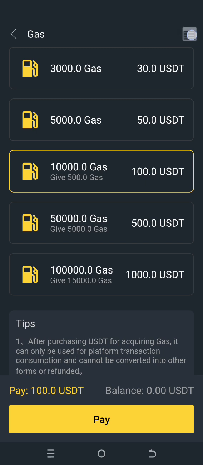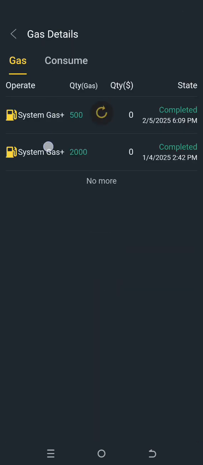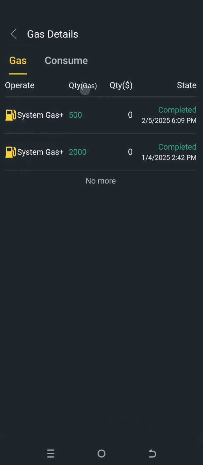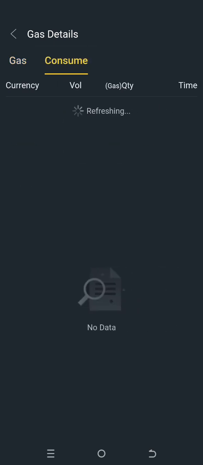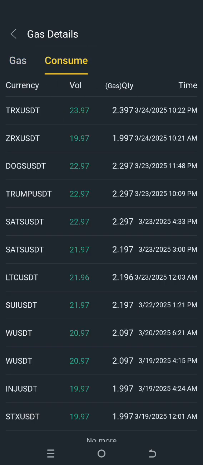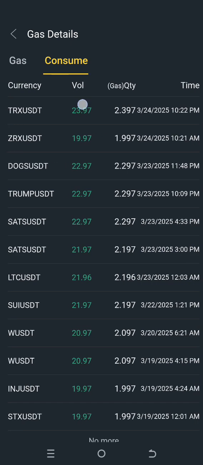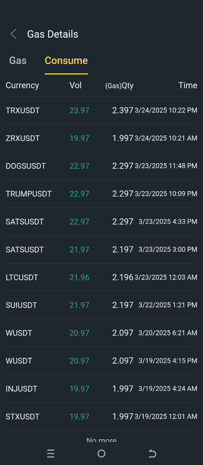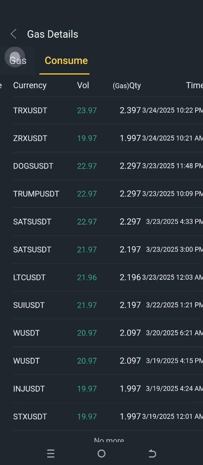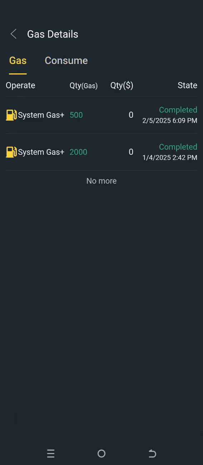Now we have this icon here. This icon is where you're going to see your history. If you tap on it, you're going to see your history here. And here we have the gas, and here we have operation, gas, quantity, then status. Then we have the consume. Here is where you're going to see how your gas is consumed. Here we have the coin, the currency which has been consumed, then the value, how much you've used for trading, then the quantity of gas which is consumed here, then we have the time, at what time that gas was used. So that is why I like Apollo trading bot.